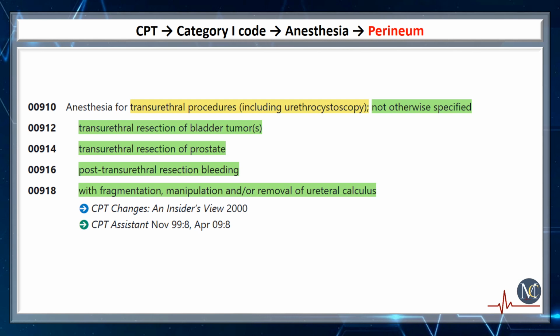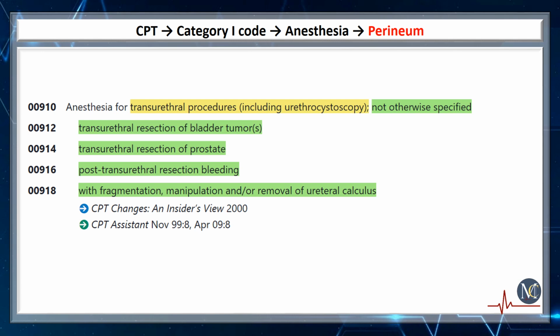Next code is 00914, transurethral resection of prostate. The provider performs anesthesia services for a patient undergoing removal of the prostate gland through the urethra.